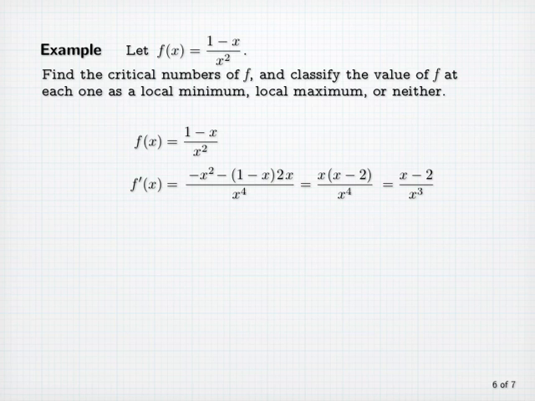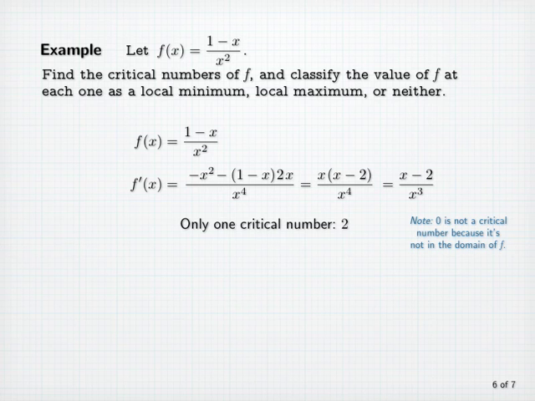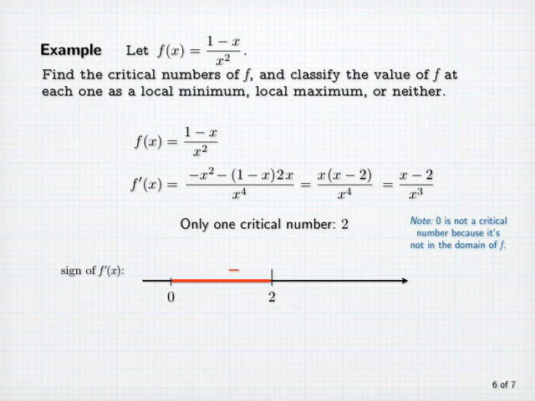So we see that f prime of x is equal to 0 when x is 2, and that's the only critical number, even though f prime of 0 is undefined. That's because 0 is not in the domain of the original function. So let's have a look at the sign of f prime on each side of the critical number 2. Now, if x is less than 2, but greater than 0, x minus 2 is negative, while x cubed is positive, and so the sign of f prime of x is negative. And if x is greater than 2, then the numerator and denominator of f prime of x are both positive, and so f prime of x is positive when x is greater than 2.